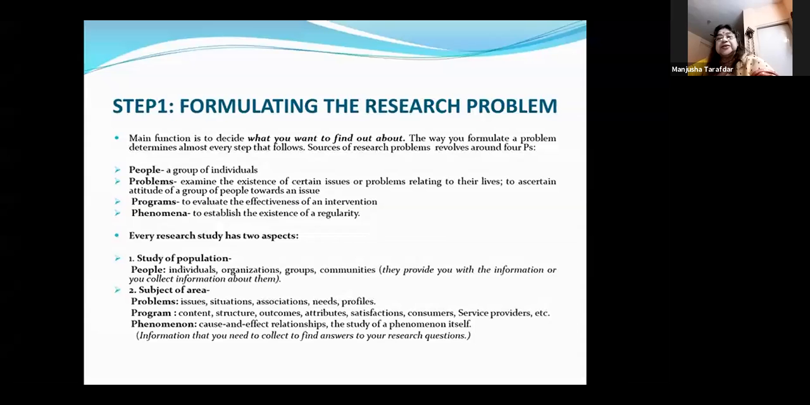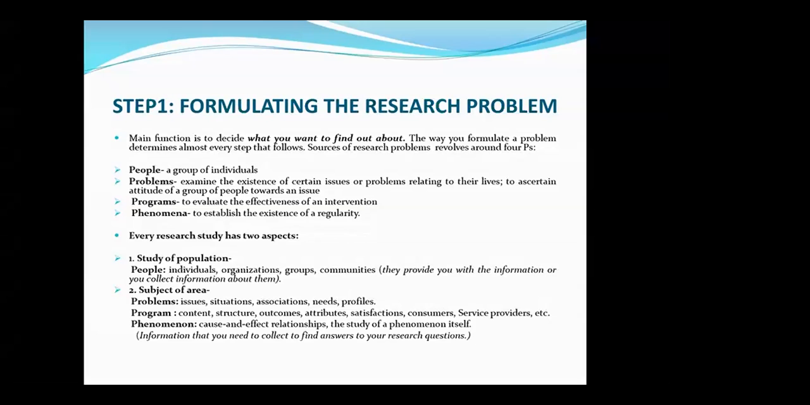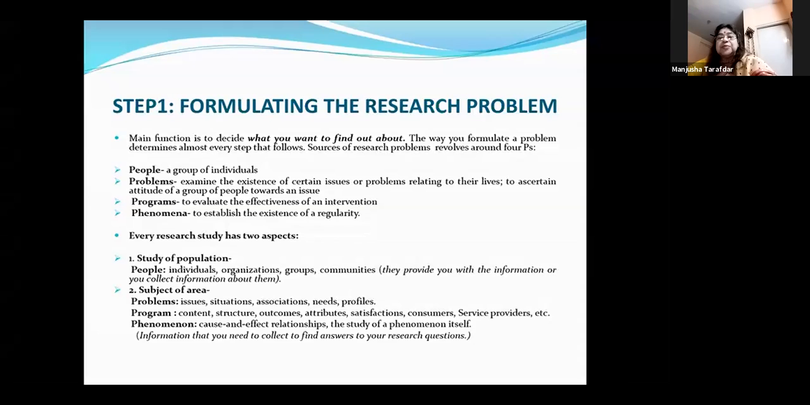Effectiveness of an intervention. Last P is phenomena, to establish the existence of a regularity. Every research study has two aspects. What are they? First is study of population. That means people, individuals, organizations, groups, communities.